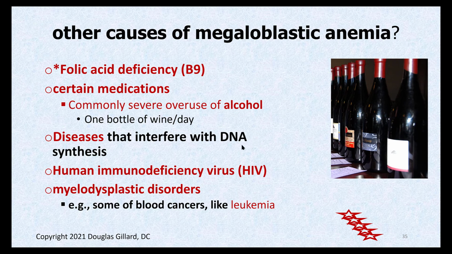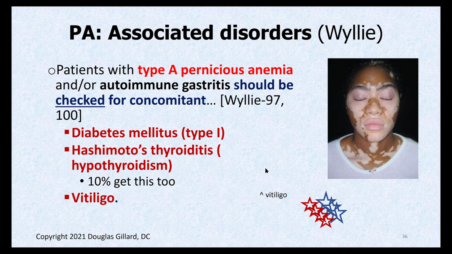Diseases that interfere with DNA synthesis could be another cause. HIV virus is notorious for causing this, and some nasty disorders like cancers of the blood, like leukemia, things like that. How about some associations? Because pernicious anemia is an autoimmune attack, it's not uncommon for these people to have other autoimmune problems, like type 1 diabetes mellitus, like Hashimoto's disease, that's hypothyroidism.